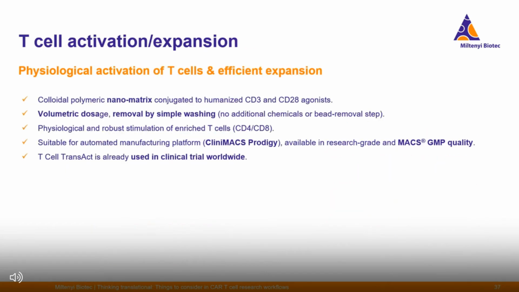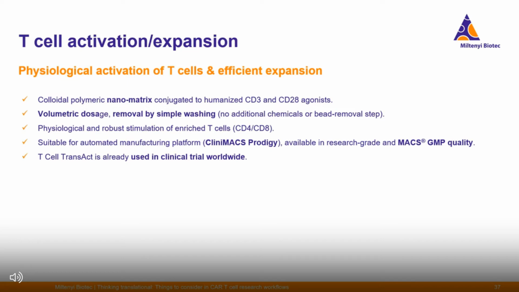We considered such things, met the needs and developed a product. This is named T-cell TransAct, and it has been developed for the physiological activation of T cells and for their efficient expansion. What makes this reagent special? It's a colloidal polymeric nanomatrix that is conjugated to CD3 and CD28 agonists. It can be dosed volumetrically, and it can be removed by a simple wash step. So there's no need to add any chemicals or a bead removal step.